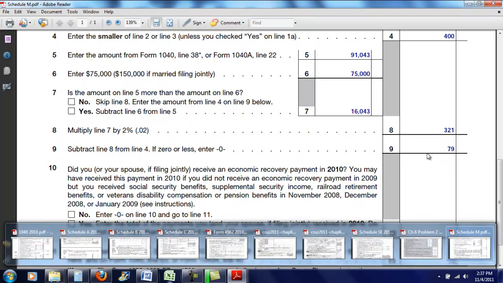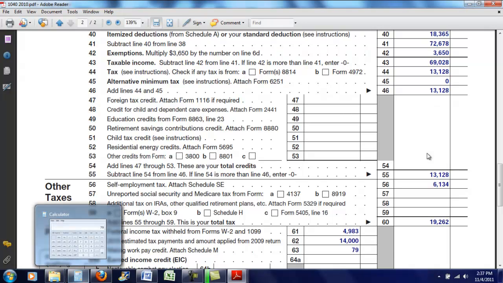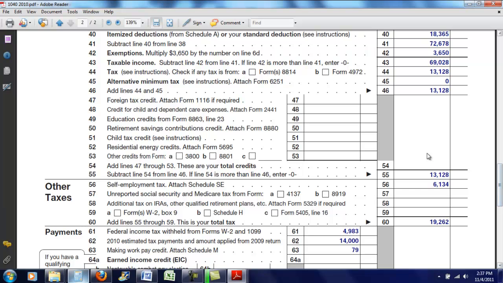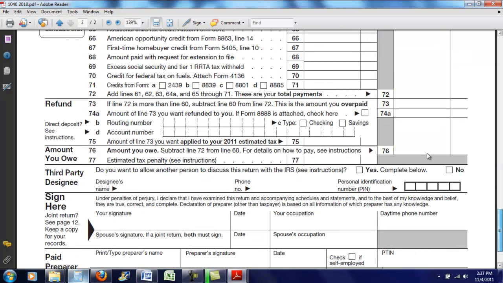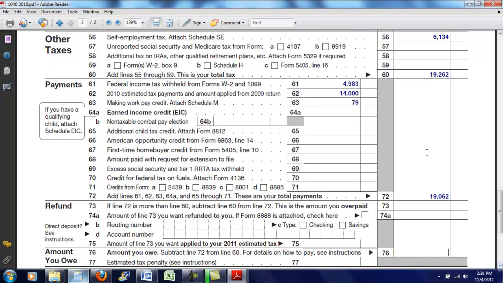I'm going to bring that back to her 1040. So we're going to add this all together. So we have 4983 plus 14,000 plus $79, $19,062. Ooh. She actually owes money. So we're going to put that on line 76. She owes $200. And there it is. We are done with Tax Problem Chapter 6.